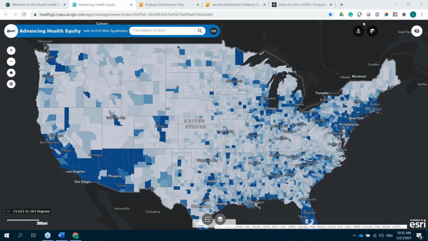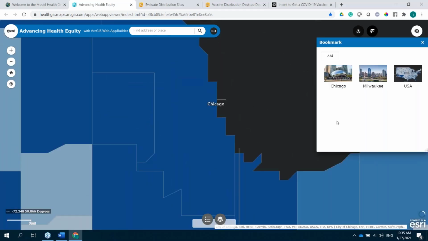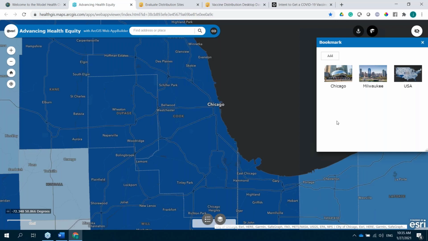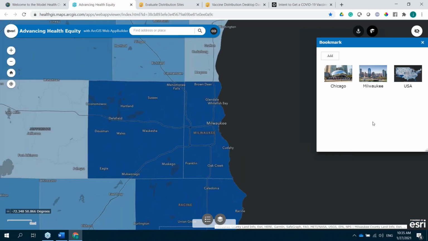Just to mention a couple of examples. In Chicago, there have been over 3,000 deaths, where almost 70% of those people were Black, even though Blacks represent only 30% of the city's population. Milwaukee showed us a similar case.